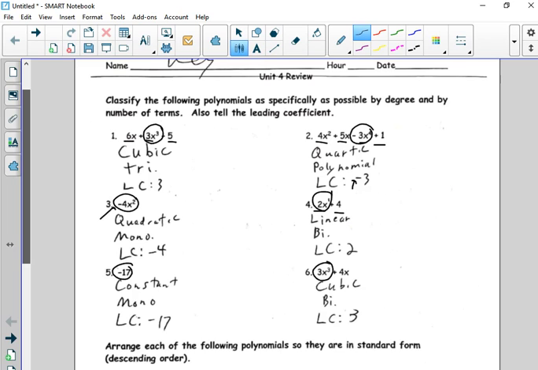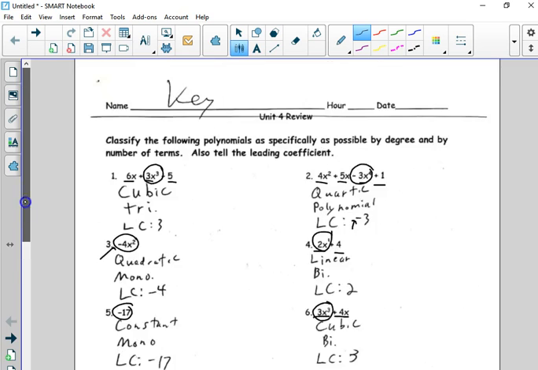5 is by itself, it's just a number, there is no degree, so it's just a constant monomial, and it's just negative 17. Number 6, highest exponent is 3, which makes it cubic. 2 terms, and the number in front of the highest exponent variable is 3.